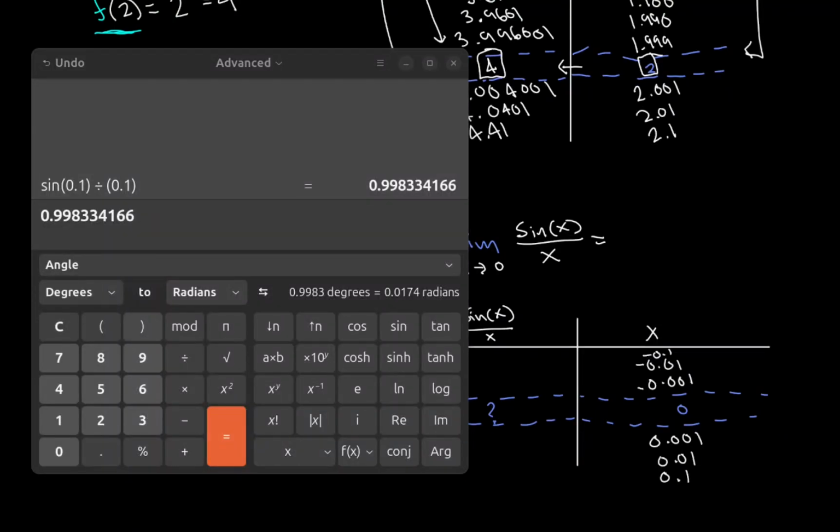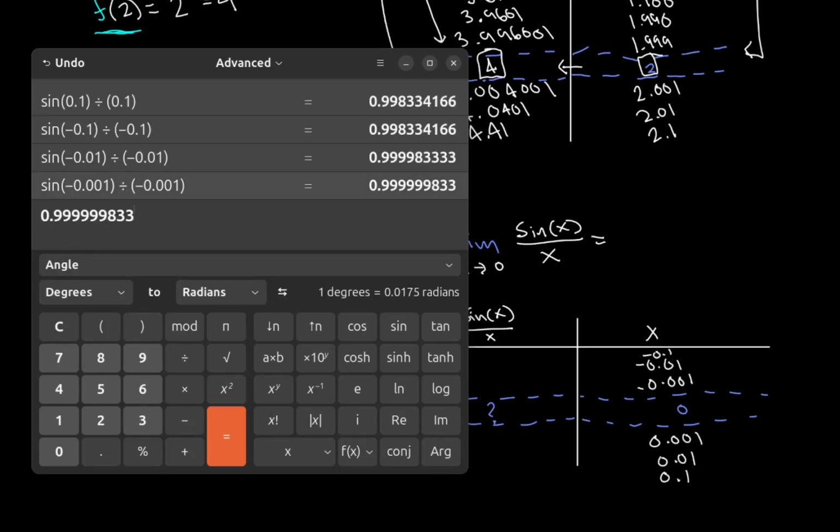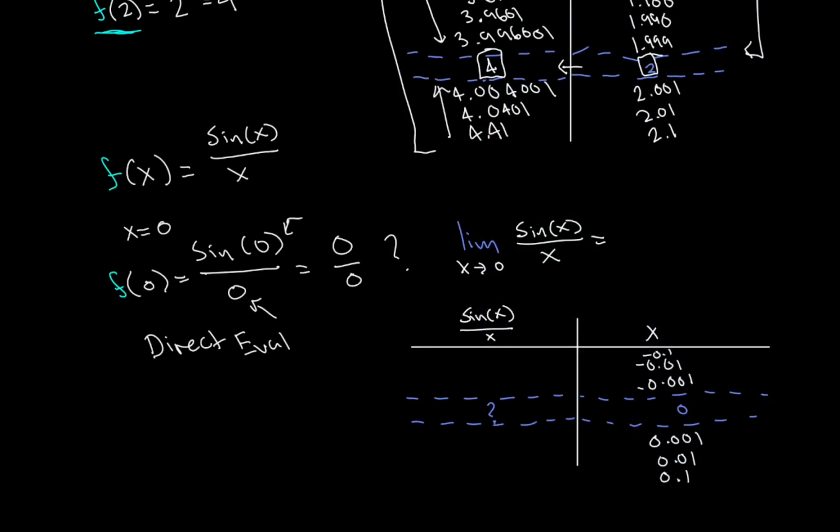Sorry, there was a little error with my calculator. So if we start again from the top of the table, we have sine of negative 0.1 divided by negative 0.1. That gives us 0.99833, right? And then if we go on to negative 0.001, which is closer to 0, we get 0.999, and then onward. And if we add more zeros in, we get more 9s, and then onward, right? So that's that side of the table.